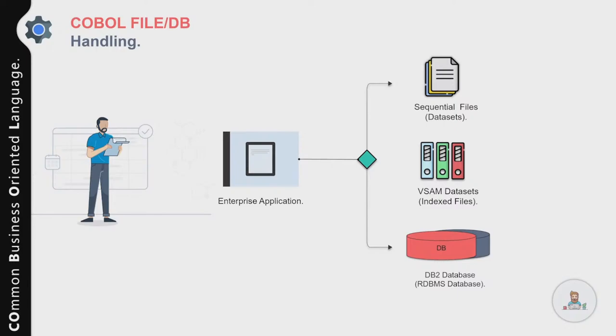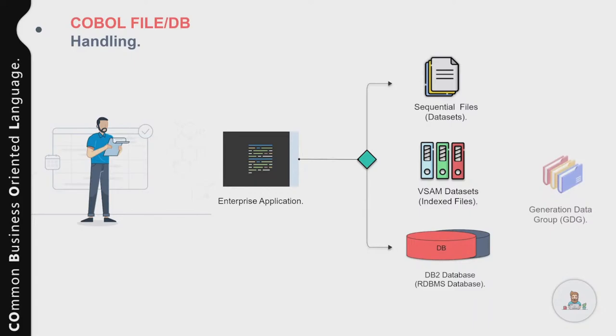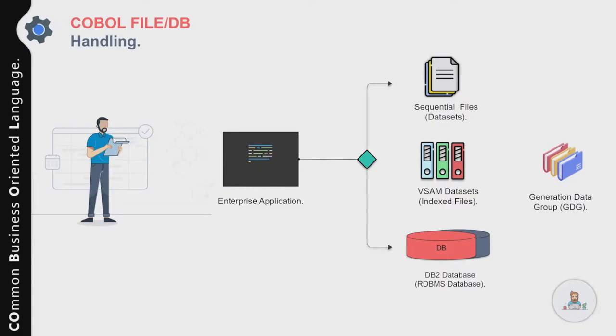In general, there are different sets of files used by enterprise applications. This category includes index files, sequential files, or relative files. Apart from that, you have generation data groups, which are generally used for backups. Now, let me precisely give an overview of a file and a database.